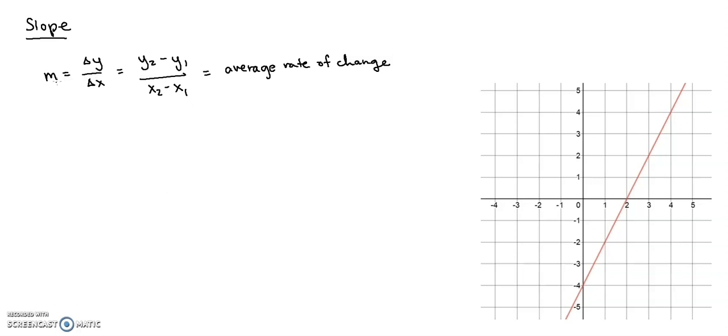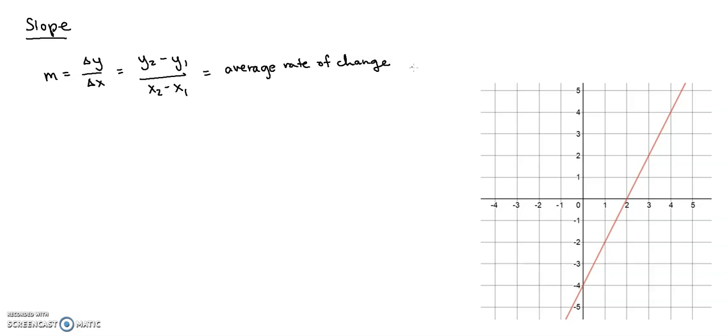Okay, so we start off with this definition. Change in y values over change in x values also gives us the average rate of change, and we define that as the slope, which is m. So if we're given a graph, we should be able to find the slope by picking two distinct points. There need to be points that we can read on the graph. Pick 2 points, and you should be able to find the slope between them.